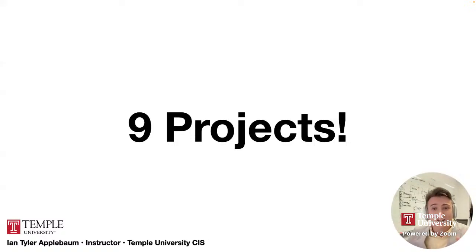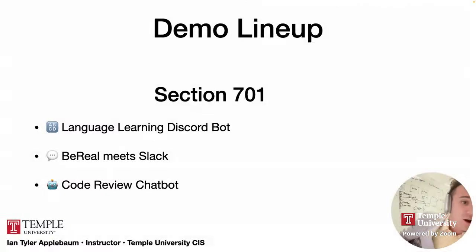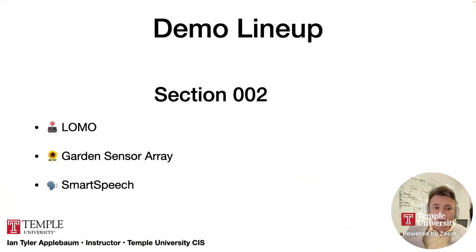Starting with this section, section 701, we will have language learning Discord bot first. Be Real meets Slack will be second up, and code review chatbot will end it for this stream. But I encourage you to join us for the next streams coming up throughout the day. Section 2 will be presenting from 2 to 3:20 in Circ 306, but we'll also be live streaming that as well. There will be Lomo, Garden Sense Array, and Smart Speech.